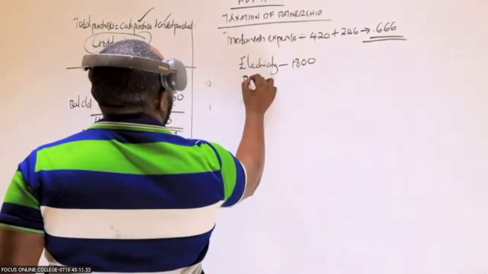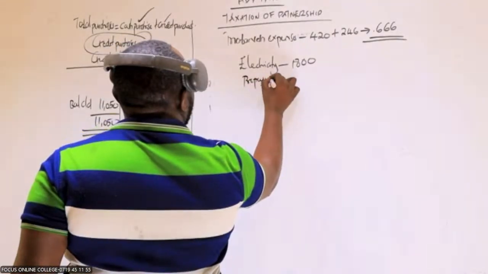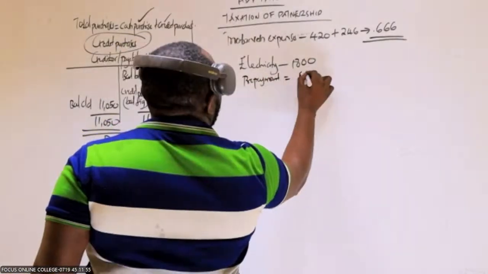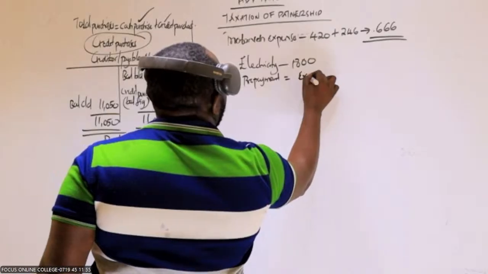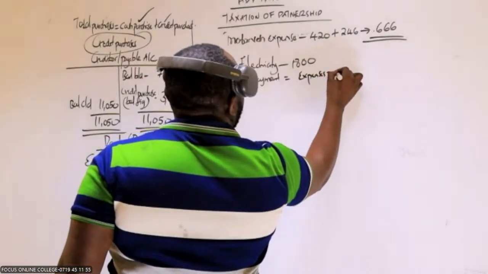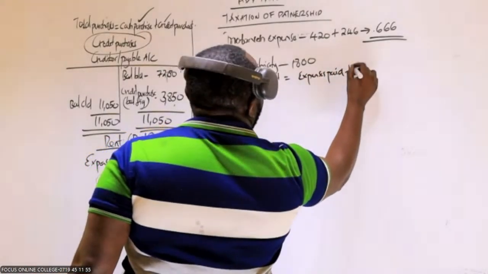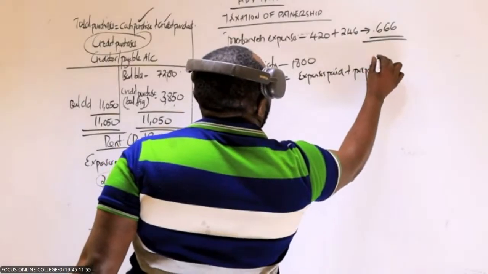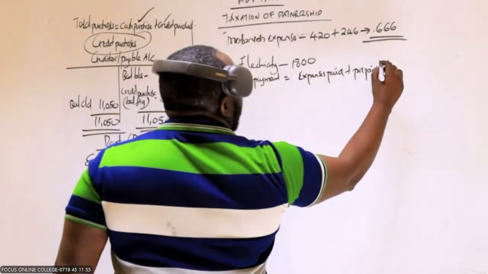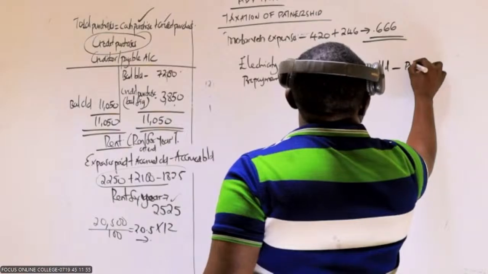If I have prepayment, we basically say that expenses paid plus, we call it prepaid, brought down, minus prepaid carried down.